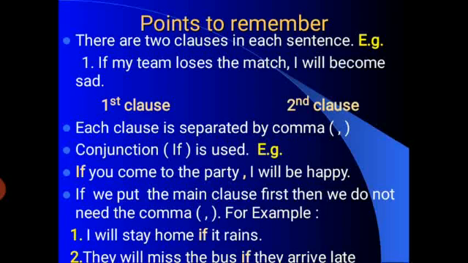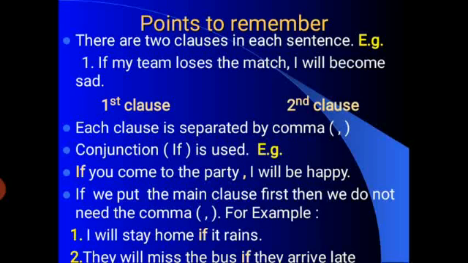If we put the main clause first, then we do not need the comma, for example. So it means that if we are going to use the second clause as the first clause, for example, I will stay home if it rains. So it means that if we are using the main clause at the very beginning and the first clause we are going to use at the end, then there isn't any need of putting comma there because conjunction if is already there. And how we are going to construct that sentence? I will stay home if it rains. So these two clauses are joined by conjunction, that is if, so there isn't any need of comma here.